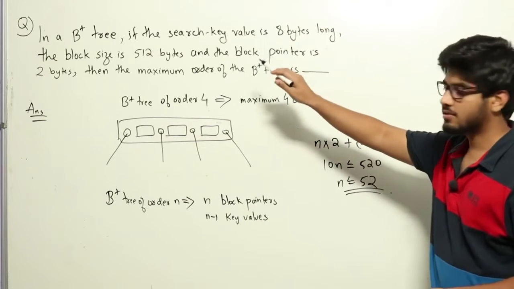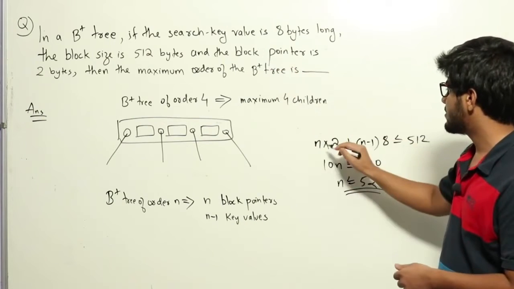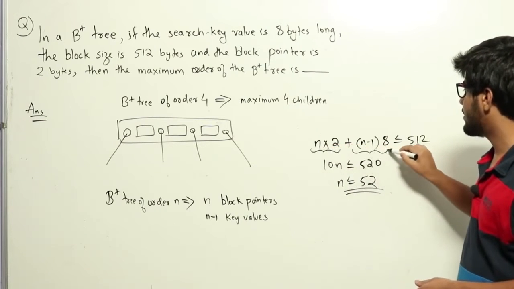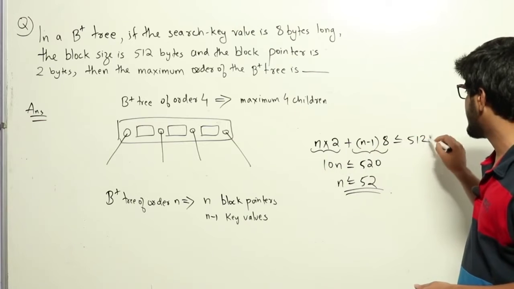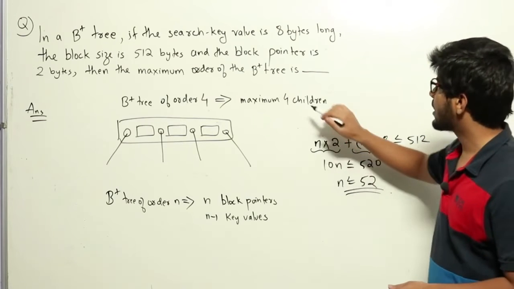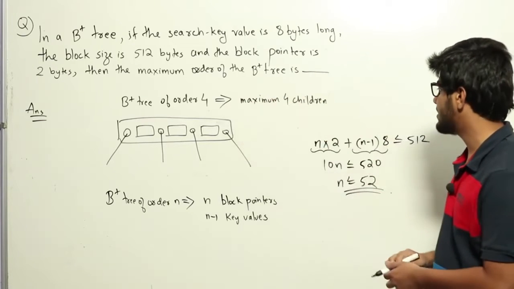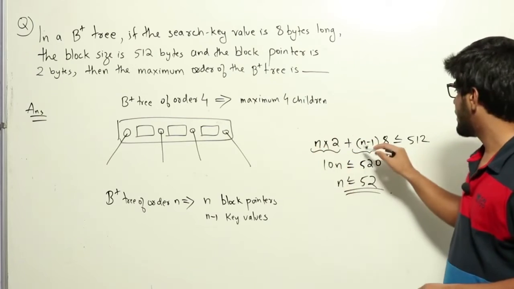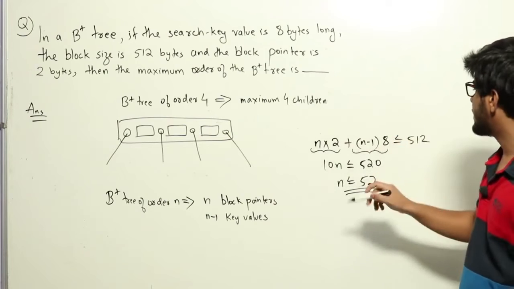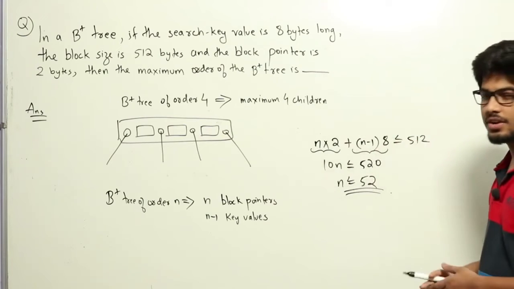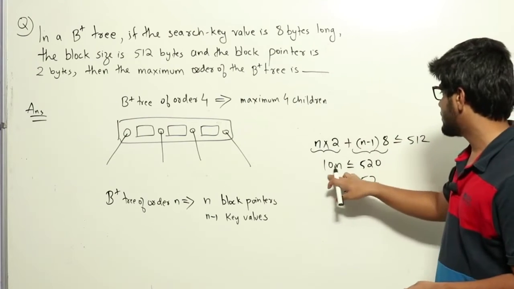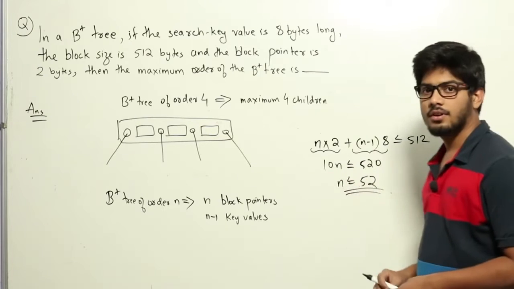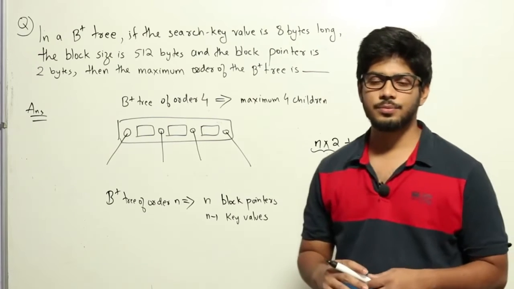Now based on this info, we will look at the question. In the question, the block size is 512 bytes, which means for n block pointers and n minus 1 key values, the total size should be less than or equal to 512. Each block pointer has 2 bytes, meaning n into 2, plus there can be n minus 1 keys, n minus 1 into 8, as each key value is 8 bytes long, less than or equal to 512. On solving this, we will see that 10n is less than or equal to 520, or n is less than or equal to 52. So the maximum order of such a tree is 52. That's the answer.